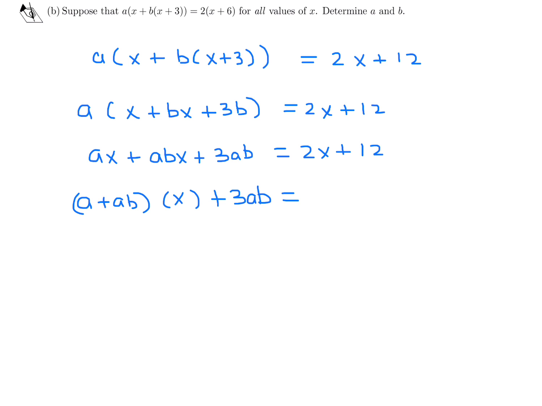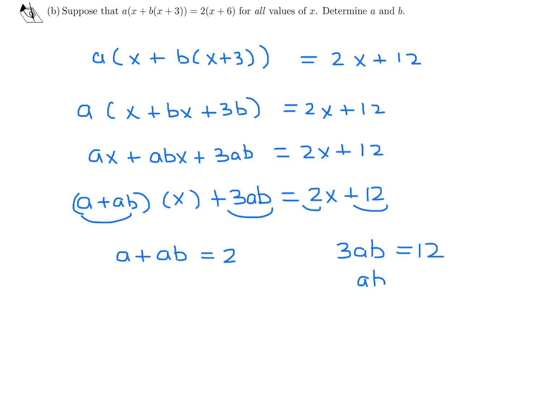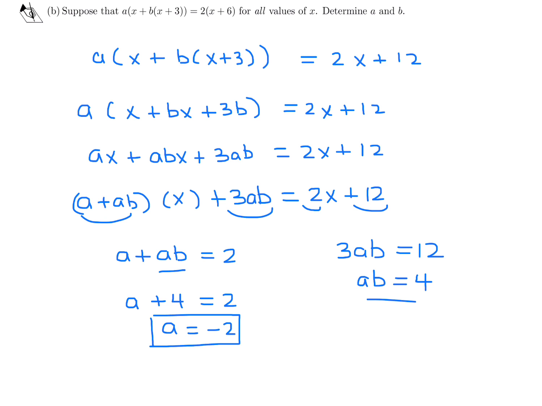So now we have to match these coefficients. So that means that this one is 12, and this one is 2. So a plus ab is equal to 2, and 3ab is equal to 12. This one seems pretty straightforward. ab would therefore be 4. Substituting this into here, I get a plus 4 is equal to 2, and therefore a is negative 2. And then substituting a equals negative 2 back into this, I get negative 2 times b is 4, so therefore b must be equal to negative 2 also. And those are the two values that they wanted us to determine.